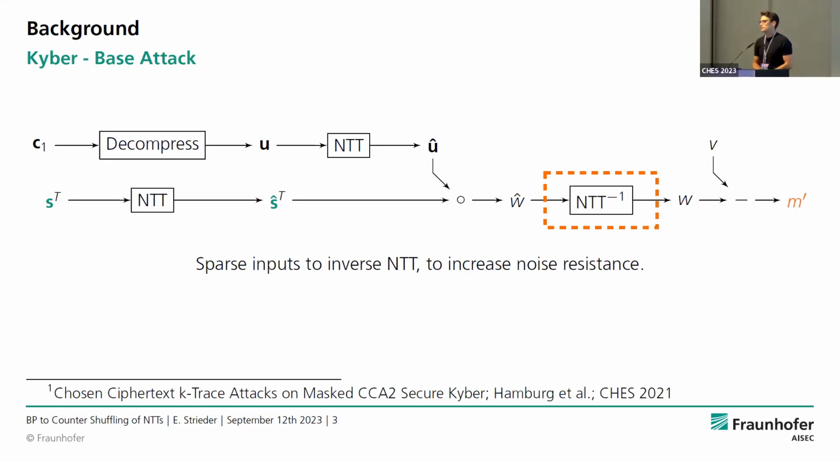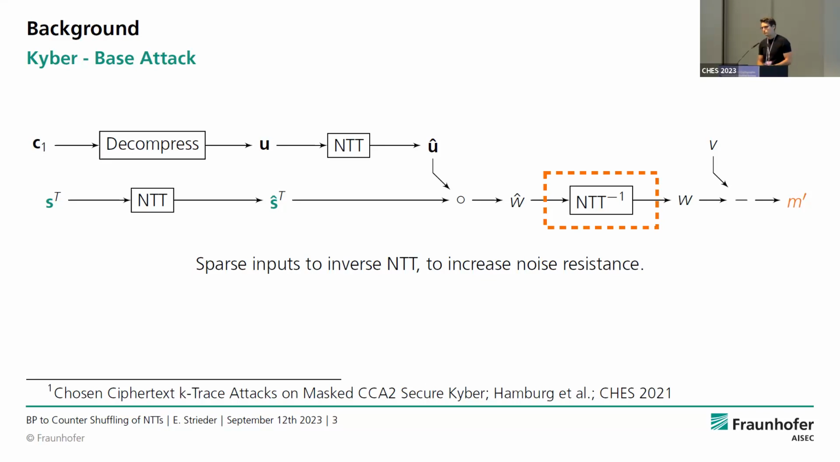We talk about an attack on the inverse NTT in the decryption process of Kyber. You see here marked in orange the point of attack. The basic idea of the attack that was published by Hamburg et al. in 2021 on CHES is that you take side channel measurements of each coefficient in the execution of the inverse NTT, put this side channel information into a belief propagation graph, and then hopefully the belief propagation graph will converge to the real values.